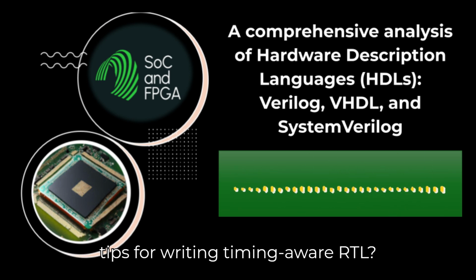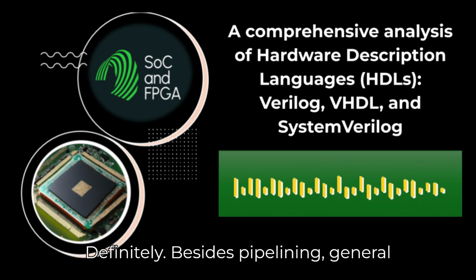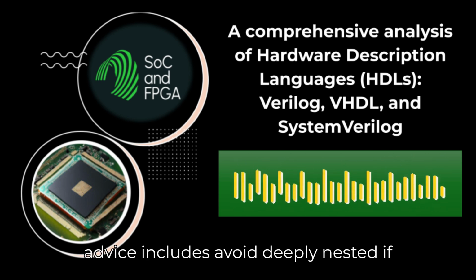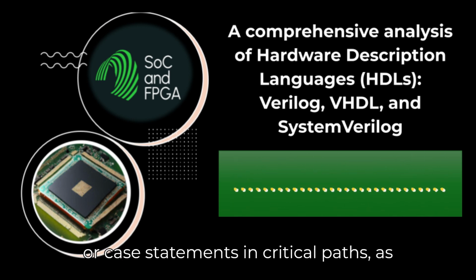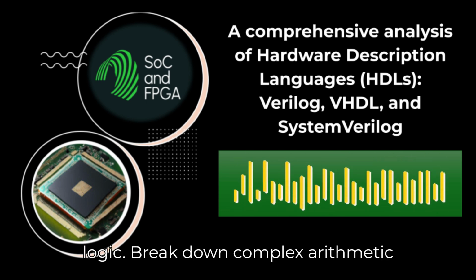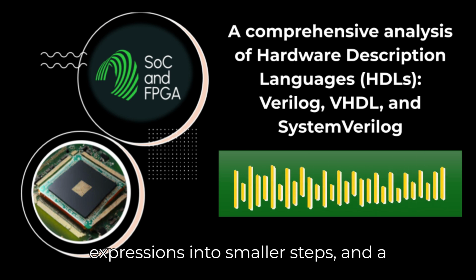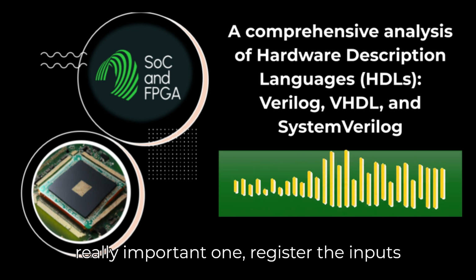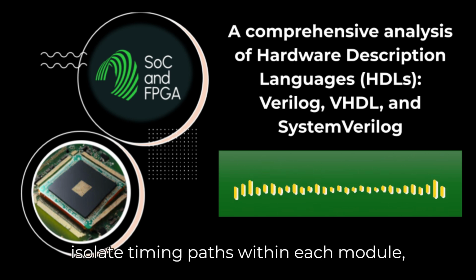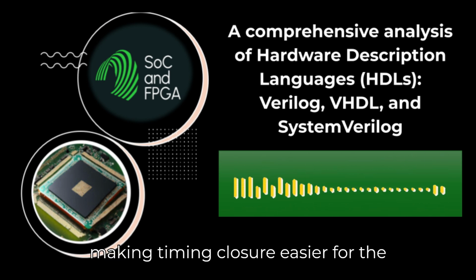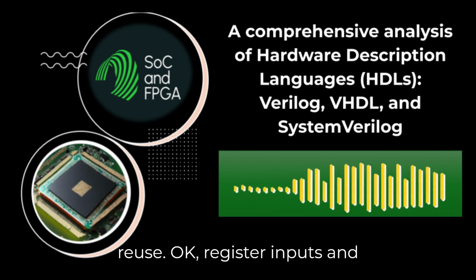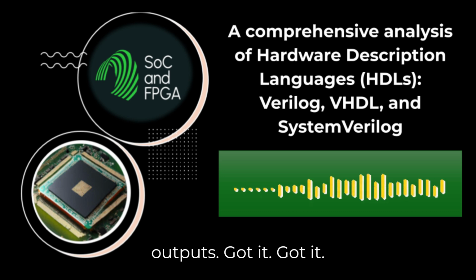Are there other tips for writing timing-aware RTL? Definitely. Besides pipelining, general advice includes avoid deeply nested if or case statements in critical paths, as they can create complex multiplexer logic. Break down complex arithmetic expressions into smaller steps, and a really important one, register the inputs and outputs of your modules. This helps isolate timing paths within each module, making timing closure easier for the tools and making the modules easier to reuse. Okay, register inputs and outputs. Got it.